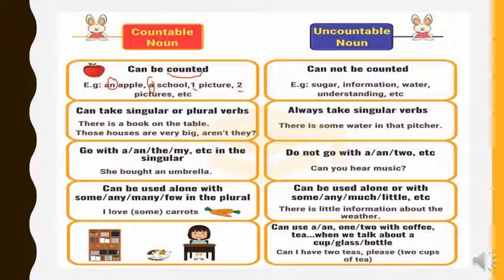These nouns also can take singular or plural verbs. For example, there is a book on the table. Those houses are very big, aren't they? So these nouns can take singular verbs or plural verbs. When I said there is a book, those houses are. So I'm using singular and plural.